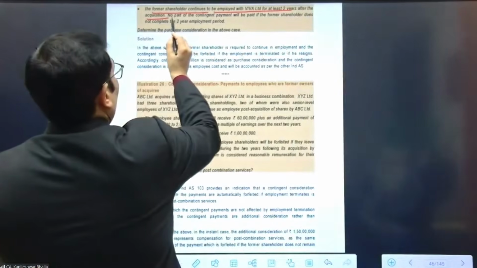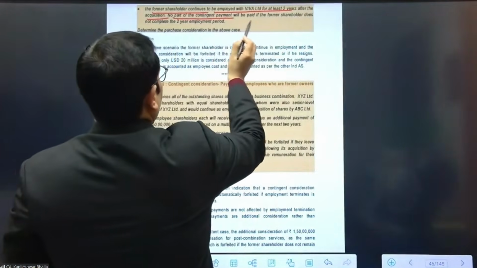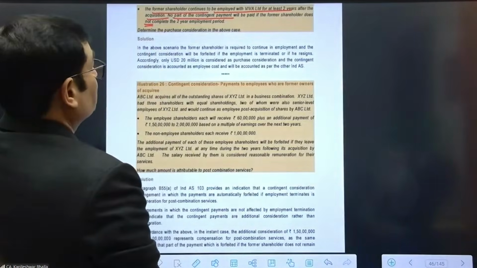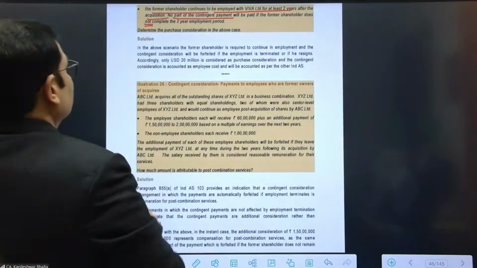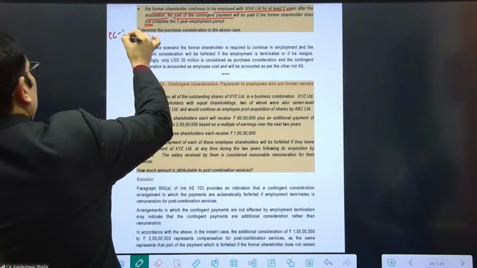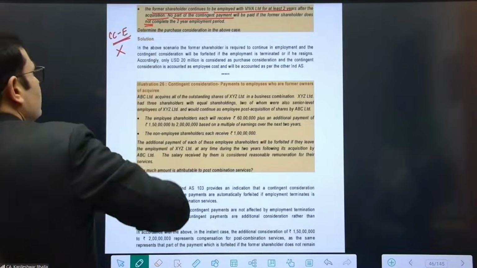It says no part of the contingent payment will be paid if the shareholder does not complete 2 years of service. So determine the purchase consideration. Now we can clearly say that this is a case of a CCE. So nothing will be taken as a part of the purchase consideration. This will be a payment by virtue of Ind AS 102.